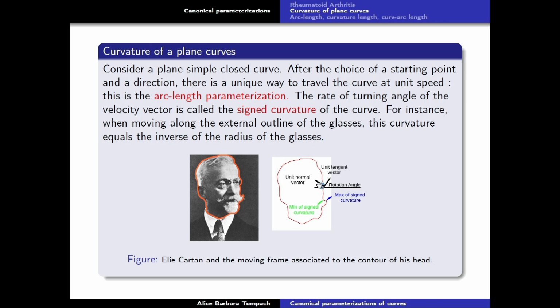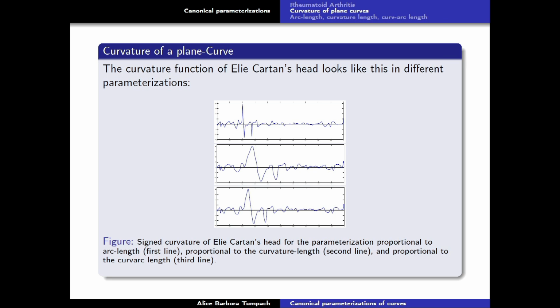And basically the curvature, if you look at the glasses of Elie Cartan, here you see the circle that best approximates the curve in blue, and the curvature at this point will be the inverse of the radius of this circle. So this is based on a moving frame along the curve. The curvature function that you measure like this gives you a function around the contour. In arc length parameterization, you have the top function here.